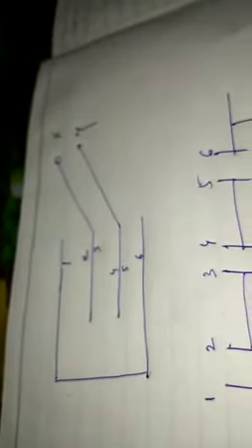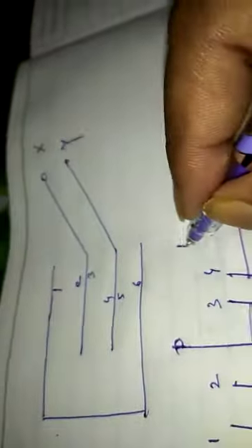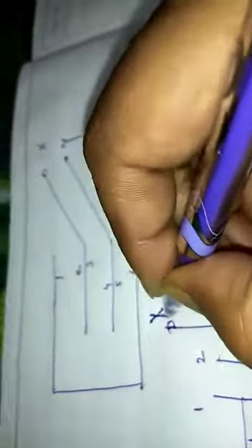Now you can see from the figure 1 and 6 are joined. So we will join them again here. And we have to find the capacitance between x and y. So x is in between 2 and 3, and y is between 4 and 5.